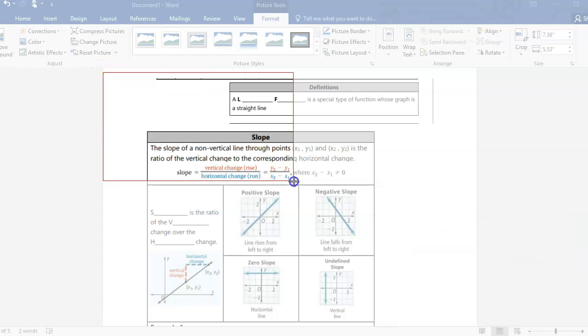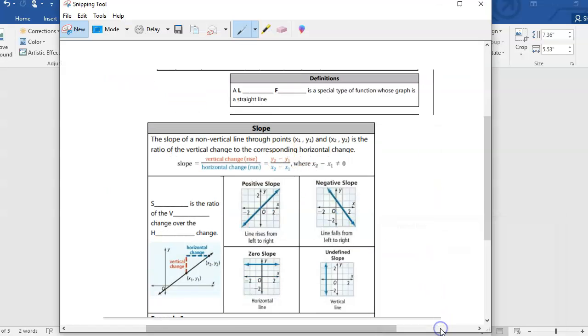And I'm just going to snip. All right, this should be a lot of review for you. The slope of a non-vertical line through points x1, y1 and x2, y2 is the ratio of the vertical change to the corresponding horizontal change. Remember, slope back in the day is our vertical change, our rise, over our horizontal change, our run.